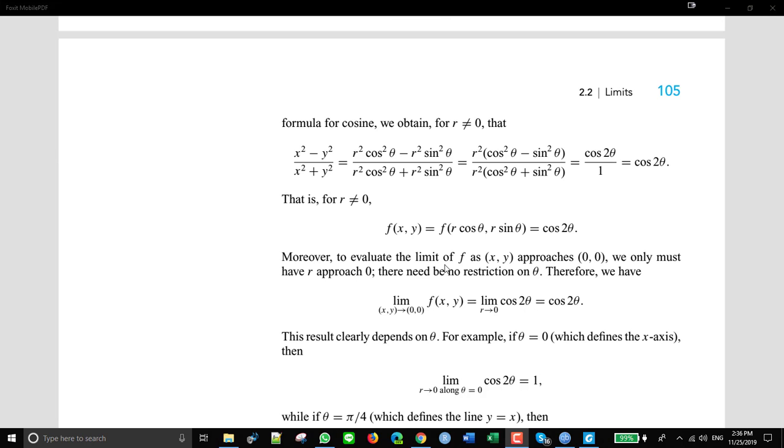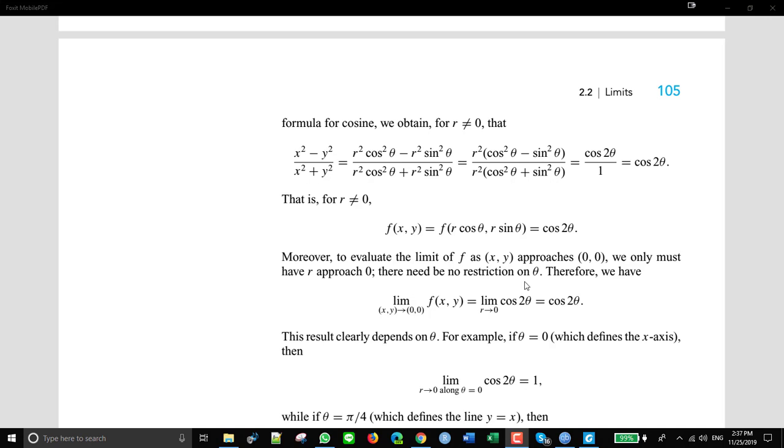Moreover, to evaluate the limit as (x, y) approaches the origin, we only must have r approach 0. So that doesn't specify a particular path. There can be many different paths. So if we prove something about when r approaches 0, we're proving something about all paths to the origin.